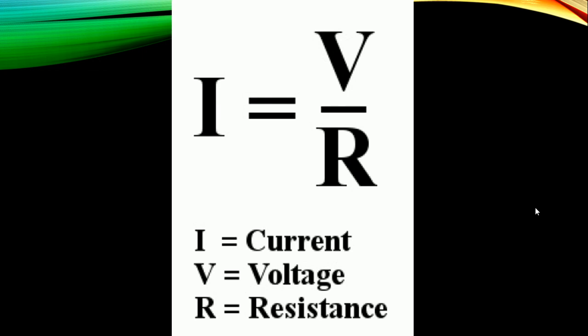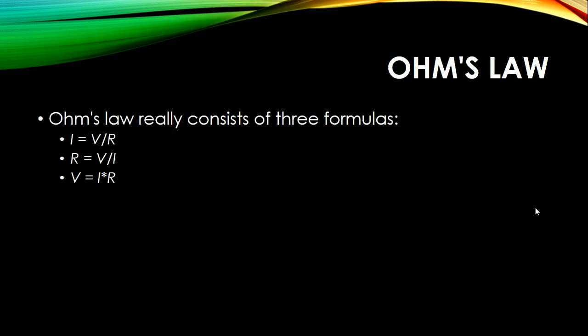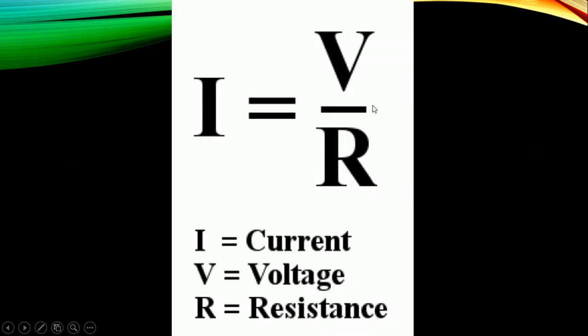So we have the following formula. I is for current, V is for voltage, and R is for resistance. I is equal to V over R. There are also variations of Ohm's law; it's not strictly only this formula. For example, if you're looking for the current, the formula is V over R, voltage over resistance.